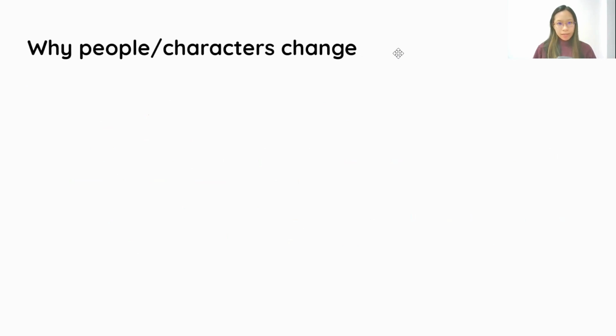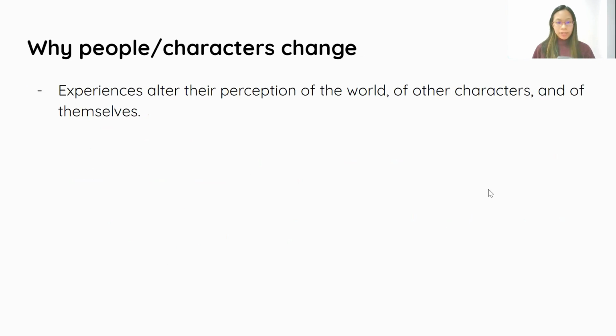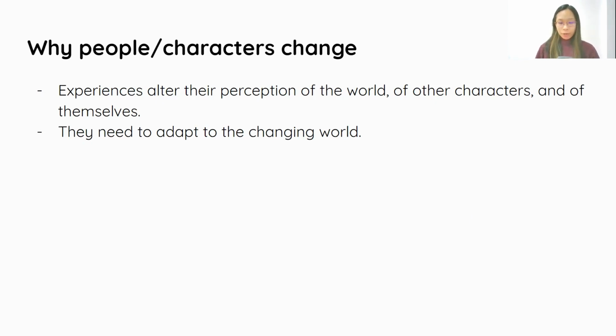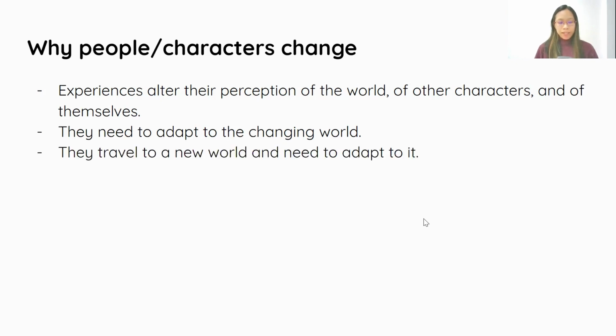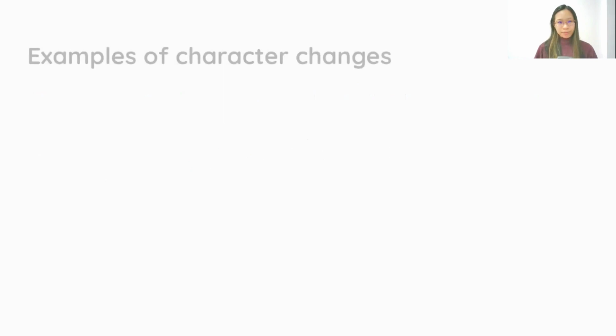So why do people and characters change? Now, our experiences change our perception of the world, and so will our characters. So they will also need to adapt to the changing world, because our world doesn't always stay the same. There are always new things happening and new challenges to overcome. They may need to travel to a new world and then adapt to it. And our characters could be growing older, so they'll be learning new things.